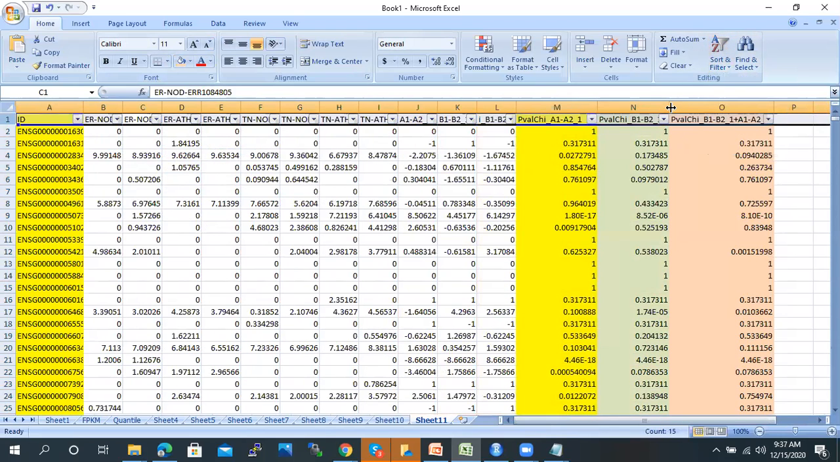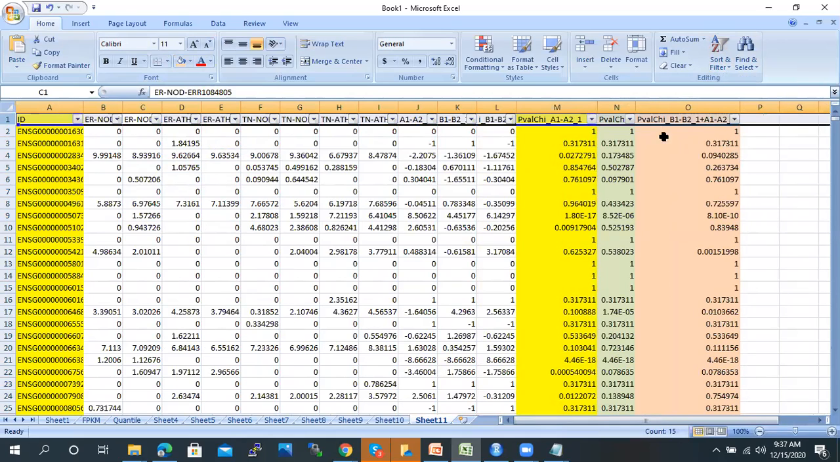So if you look at the last column, what it represents is the p-value using a chi-square test, b1, b2 versus a1, a2. If you remember, our a1 and b2 were our cancer subtypes. So the last column represents the p-value for the genes that are significantly differentially expressed between the first two conditions, that is ER positive and the triple negative factors. So that is cancer subtypes.